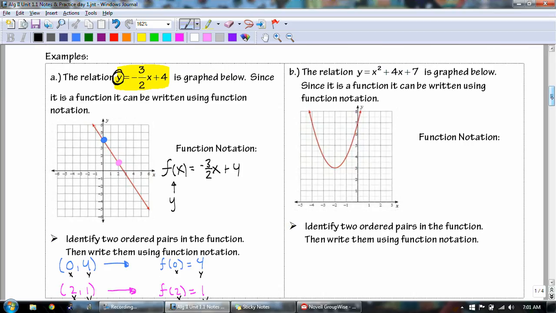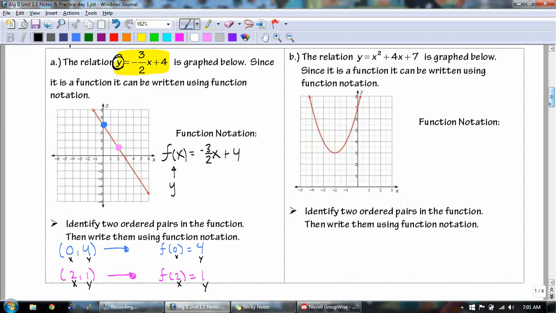All right, let's look at the next one. The relation y equals x squared plus 4x plus 7 is graphed below. Since it is a function, it must pass the vertical line test. It can be written using function notation, okay? So here's our equation. I'm going to replace the y.